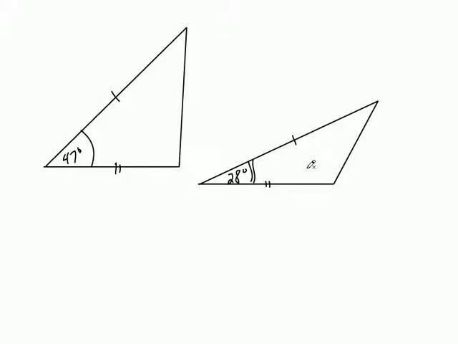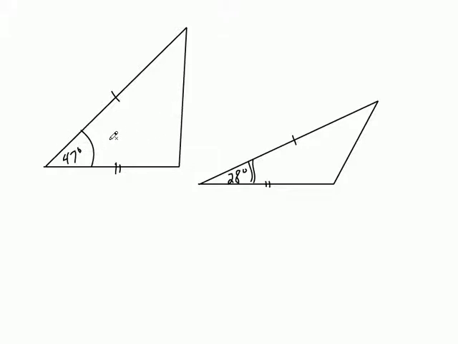But do these triangles look congruent to each other? No, they don't. Why? Because the angles aren't the same. This is 47, this is 28, so these triangles are not the same. They're not congruent to each other. So they're unequal, okay, or uncongruent, I guess, if you want to say that word.